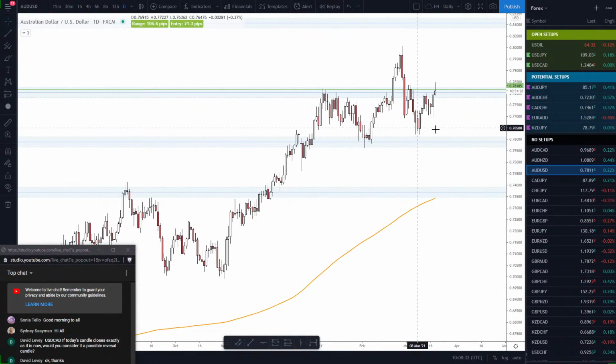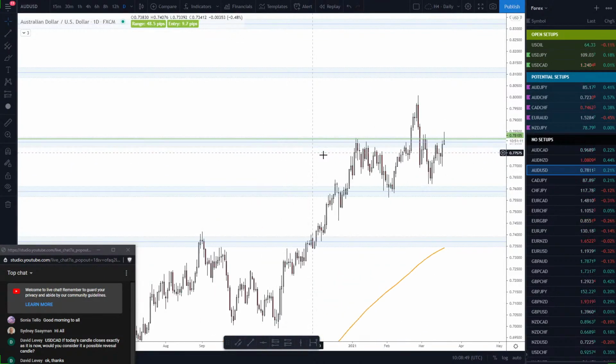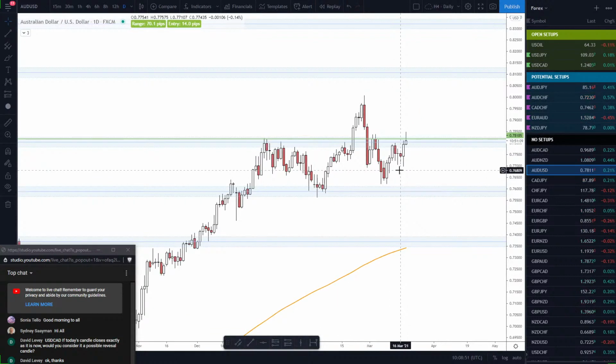AUD USD is in a bit of an interesting position right now. It looks like it might be forming a head and shoulders pattern. I don't really trade head and shoulders patterns, but just pointing it out. I mean, I shouldn't say I don't trade them. It's just something that I don't trade that much, but I am willing to jump into a trade that has formed a head and shoulders if there's other things supporting it, then I will give it a shot.